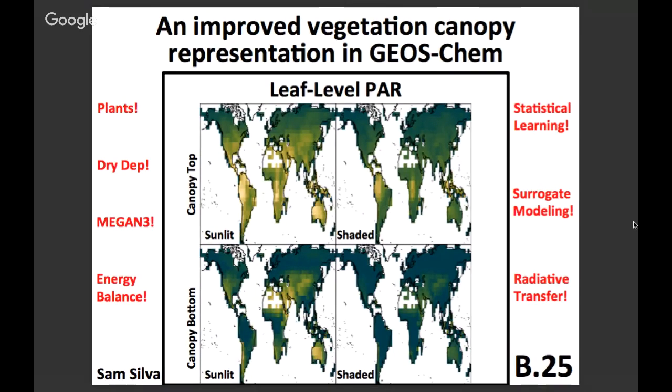Hi, I'm Sam Silva. My poster is at B25. I added a vegetation canopy model to GEOS-Chem without slowing it down at all. And it affects a lot of stuff, including dry dep and MEGAN 3. And if you want to chat about any of these things in red or anything else, come on by.